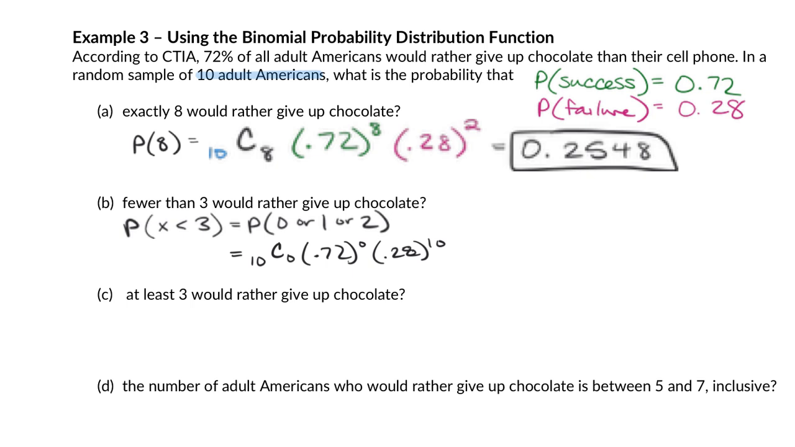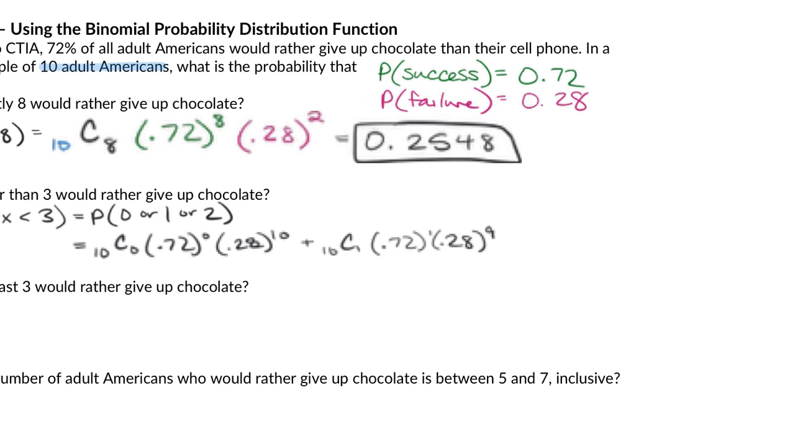Do we know where I got all those numbers from? Yes. It's the formula from the top of the page. Number of trials is 10. Number of successes is 0, which means the number of failures is 10. Then we're going to add 10 choose 1 multiplied by 0.72 to the first power multiplied by 0.28 to the what power? 9. Plus 10 choose 2 multiplied by 0.72 to the 2, times 0.28 raised to the 8th power.